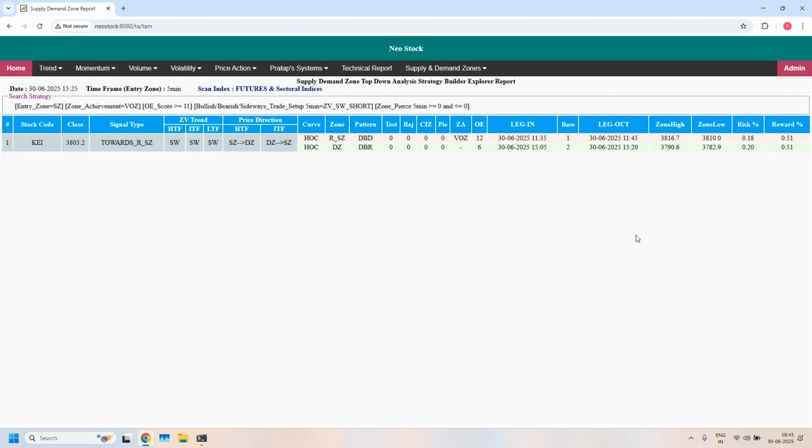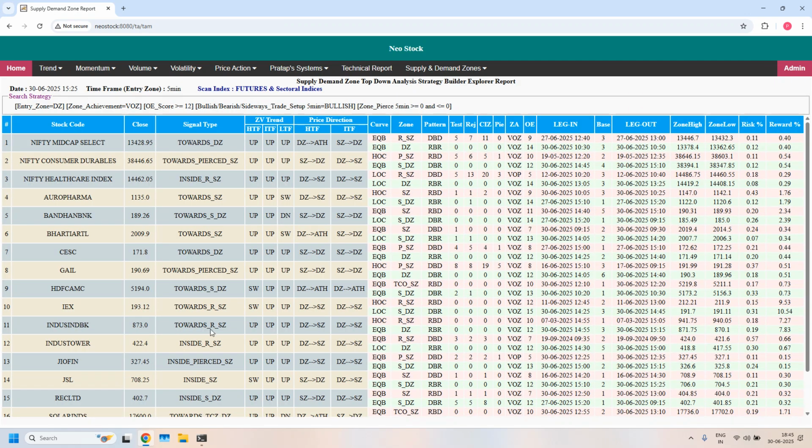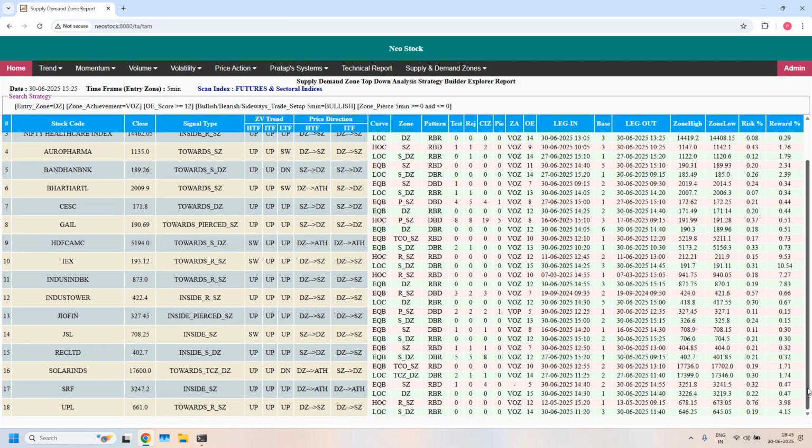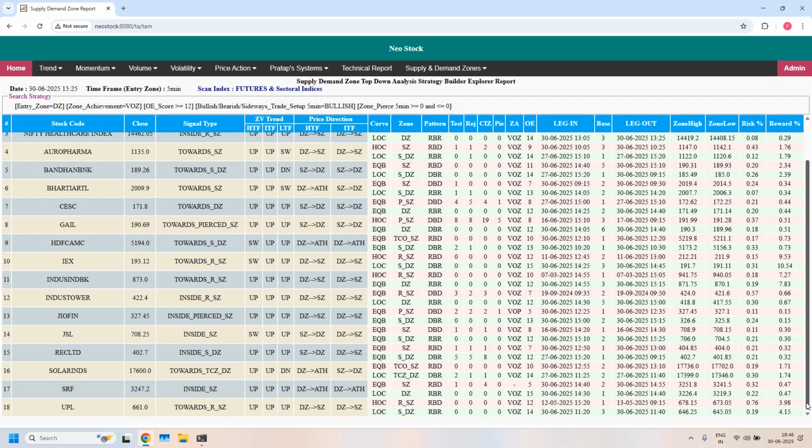Okay, next bullish trade setup. The changes are 5 minutes demand zone. Here bullish and also minimum odd enhancer score 12. Let's filter. We got 18 stocks. So first 15 stocks in the list. Scrolling the list down. So totally 18 stocks are filtered.